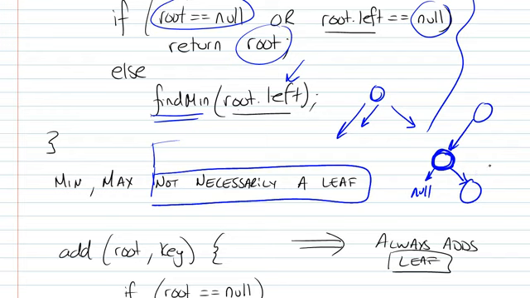And similarly, if you're looking at the maximum, you're going to be going to the right. And suppose at one point you had something like that. At this point, you know that there's nothing to your right. So this is your maximum, but it's not a leaf node. So it doesn't necessarily have to be a leaf node, the minimum and the maximum.